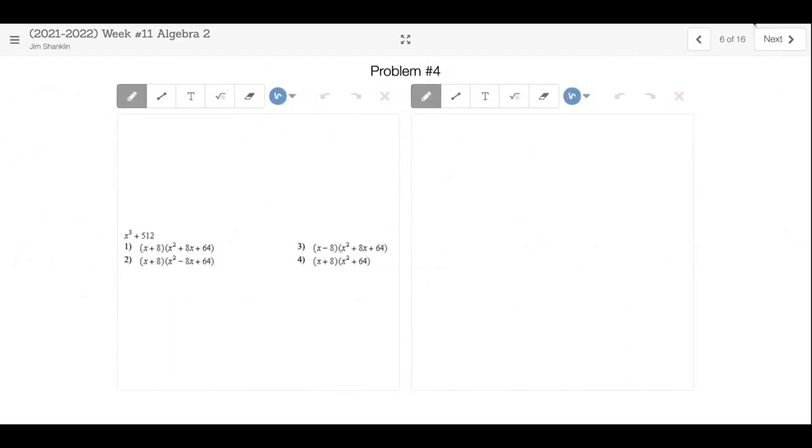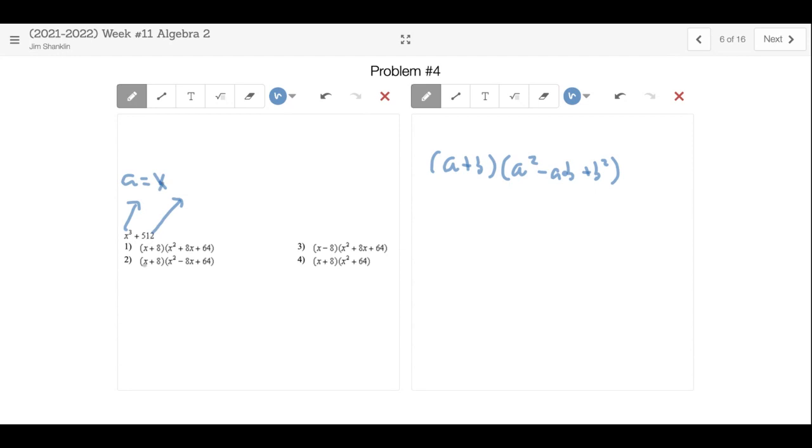Uh-oh, there's only 2 terms. So when there's only 2 terms, the only thing I'm thinking about is cubes or difference of squares. Well, this is definitely not a difference of squares, right? This is definitely a sum of cubes. The formula for the sum of cubes is a plus b times a squared minus a times b plus b squared. What's my a term? What's my b term? Well, my a term is the cube root of this, so a is equal to x.